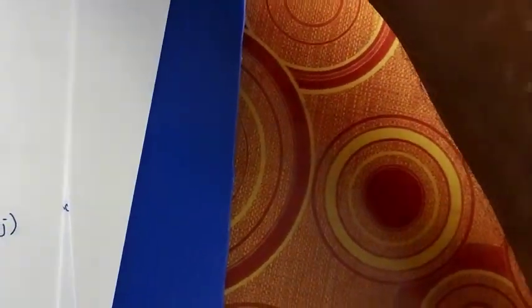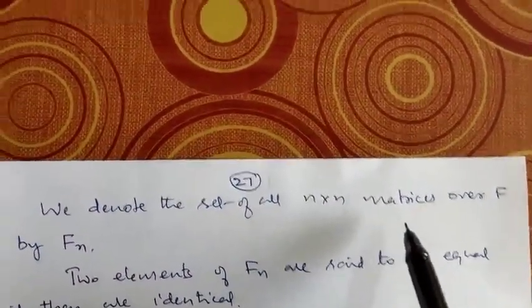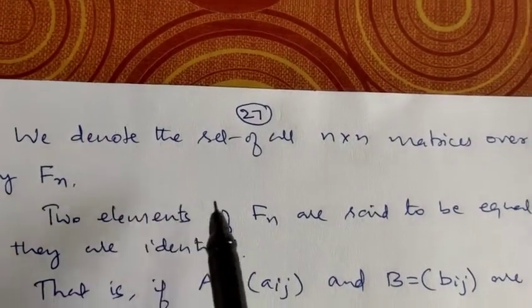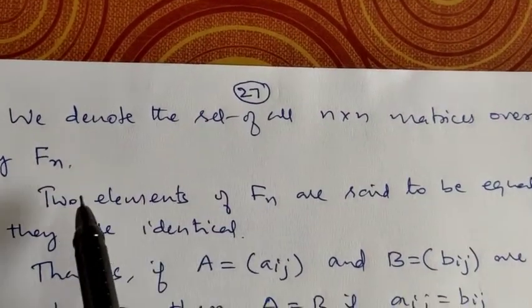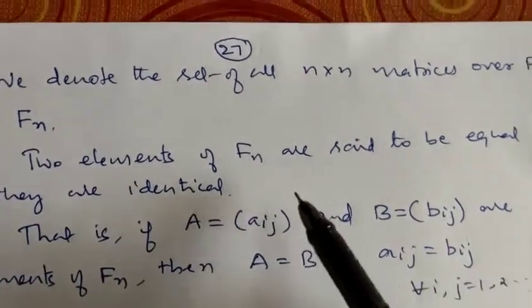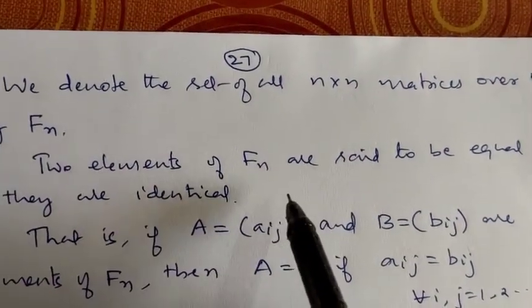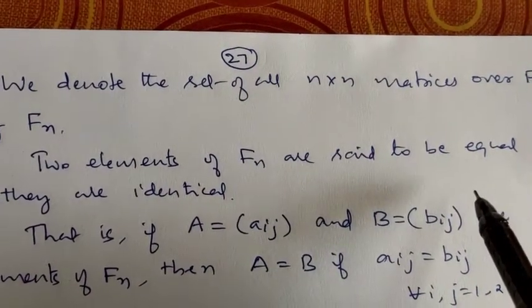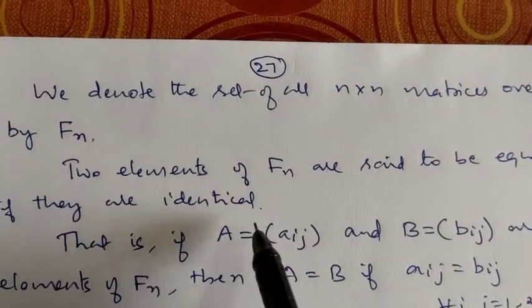Okay. Now say we have the set of n cross n matrices, that may be denoted by Fn. So you denote the set of all n cross n matrices by the symbol Fn. Now any two elements of Fn, Fn meaning n cross n matrices, are said to be equal when they are identical.